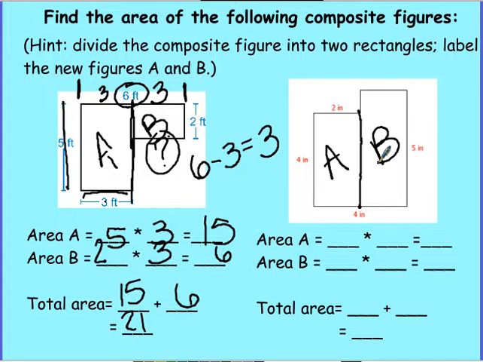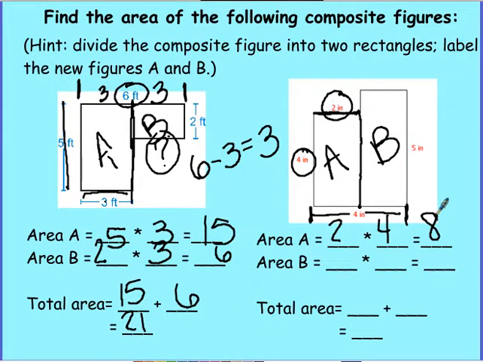And so I know for rectangle A, I have 4 by 2, because this 4 goes from here to here. So that's not going to help me. But here, I know that this is 2, and this whole thing is 4. So I know rectangle A is 8 square units.